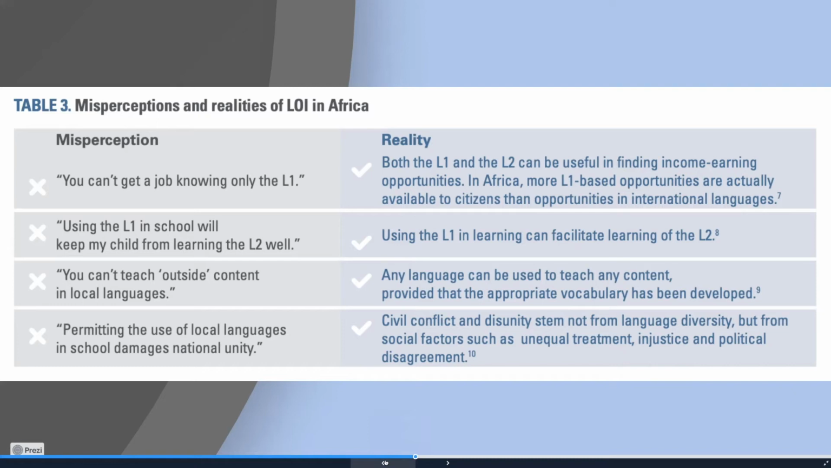Another misperception is that you can't teach outside content in local languages. The fact is, any language can be used to teach any content, provided that the appropriate vocabulary has been developed. And another misperception, that permitting the use of local languages in school damages national unity. Now, the truth is that civil conflict and disunity do not stem from language diversity. They stem from unequal treatment, from injustice, from political disagreement.